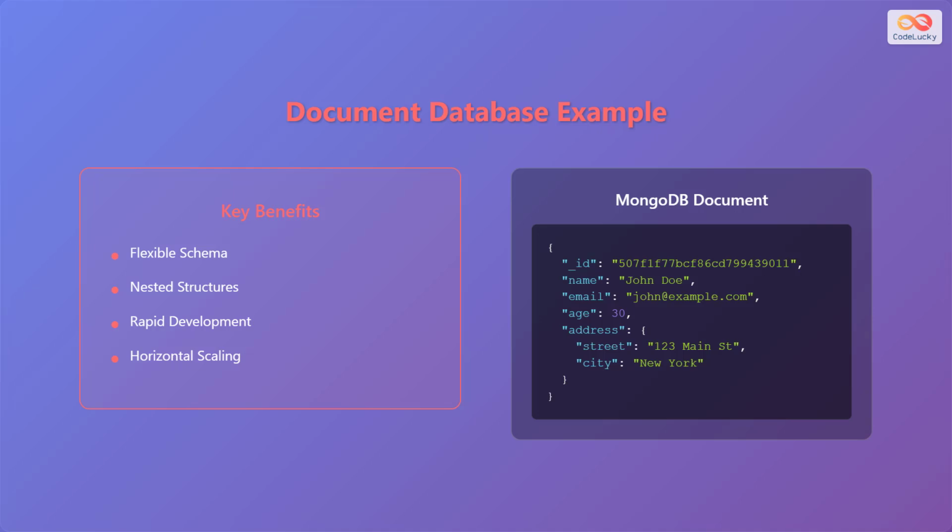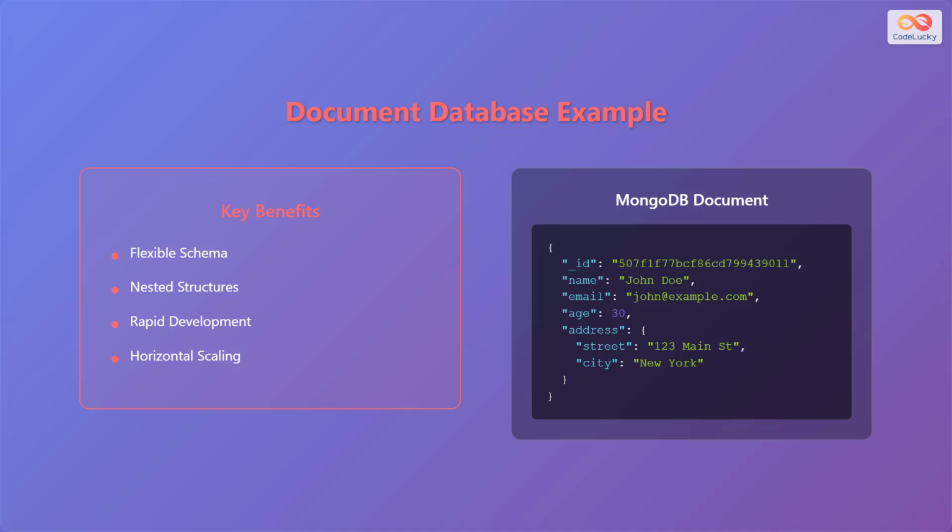Let's look at a document database example using MongoDB. Key benefits include a flexible schema, allowing for easy changes in data structure, and support for nested structures, enabling complex data representation. Document databases also facilitate rapid development and horizontal scaling, making them ideal for growing applications.